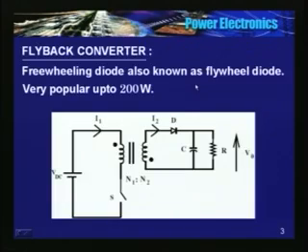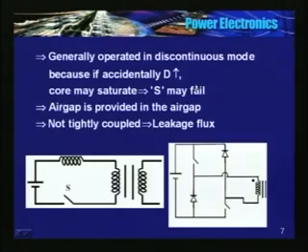Is there a solution? Yes, there is a solution. Use this sort of a branch circuit. I have not shown the secondary connections, they are still there. I have not shown the dotted polarities also, that is okay. So the primary circuit is something like this: two switches and two diodes.